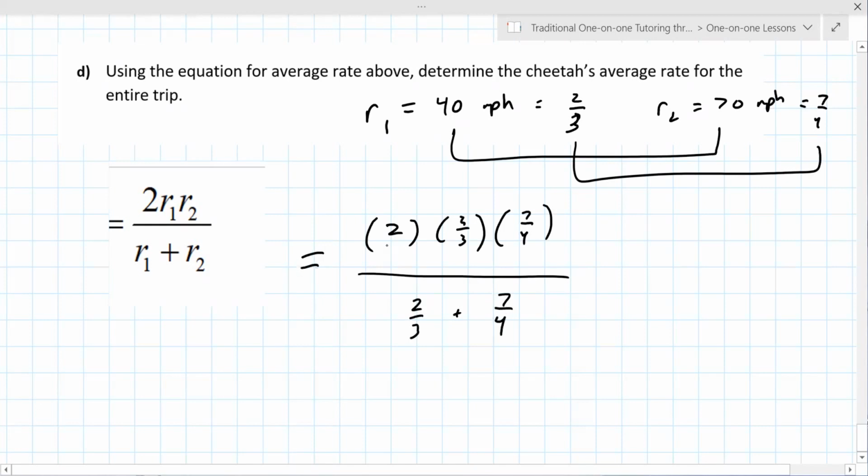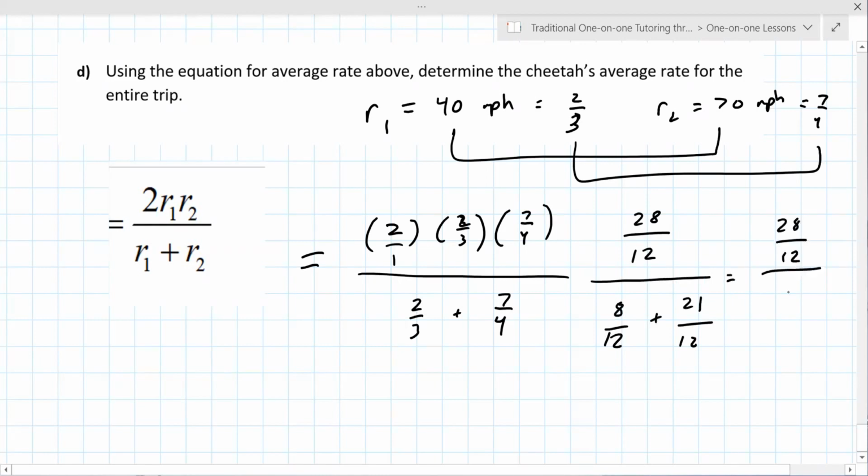So in the numerator, we can just multiply the tops and multiply the bottoms. So 2 times 2, 4 times 7. So it's 28/12. Now on the bottom, our common denominator is 12, and our numerators are 8 and 21. So this becomes 28/12 over 29/12. Whenever your bottoms are the same, you can just go with 28/29 as your answer, canceling here.